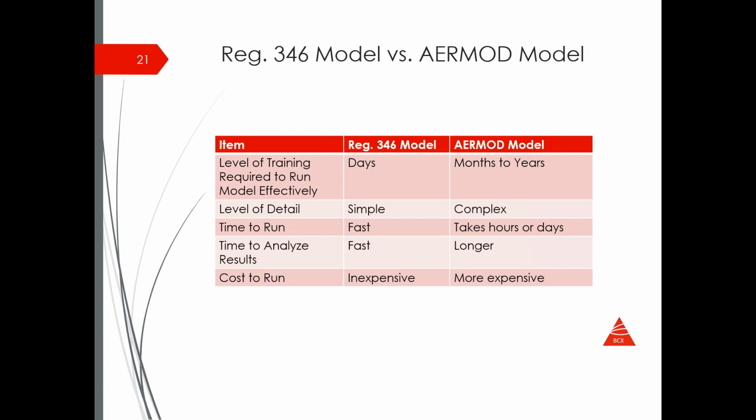As far as the level of detail is concerned, 346 is very simple because you don't have a lot of variables for the input, but AERMOD, on the contrary, is very complex. In terms of the runtime, 346 takes about a couple of minutes to finish, but AERMOD could take from hours to days to complete. The time to analyze the results is also the same. AERMOD is a lot longer than 346. So in the same sense, the cost to run AERMOD is a lot more expensive than 346 as well, because the labor effort is significantly higher.